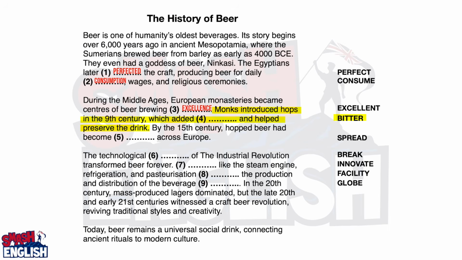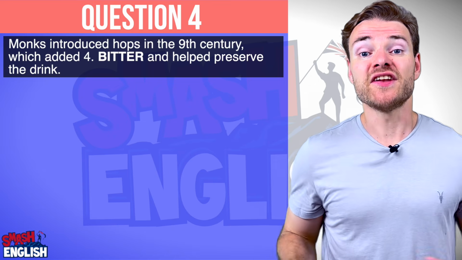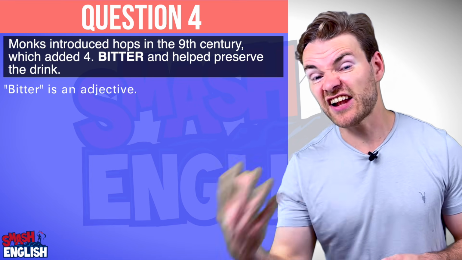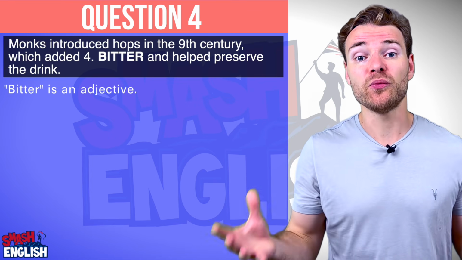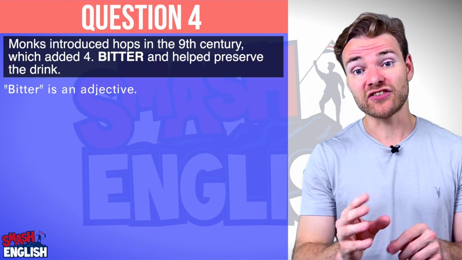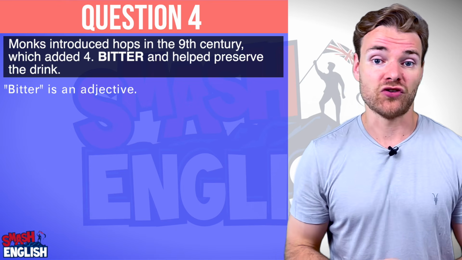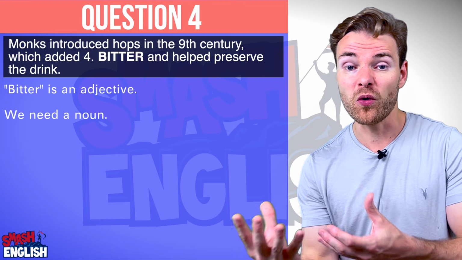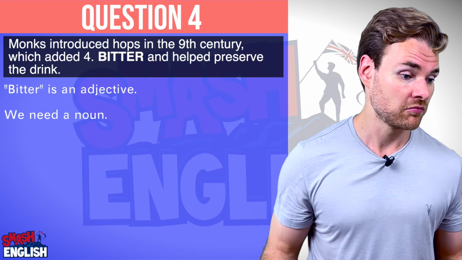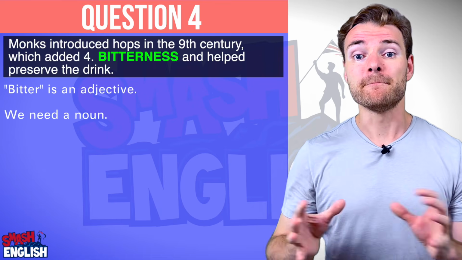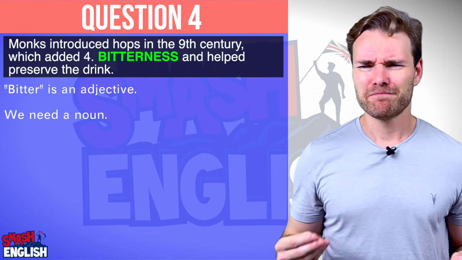Monks introduced hops in the 9th century, which added bitter and helped preserve the drink. The next one is also easy. What type of word is bitter? It's an adjective. What type of word do we need? Well, added is a transitive verb, and that means that it requires an object. So, we need an object for the verb added. So, what is the noun of bitter? Bitterness.